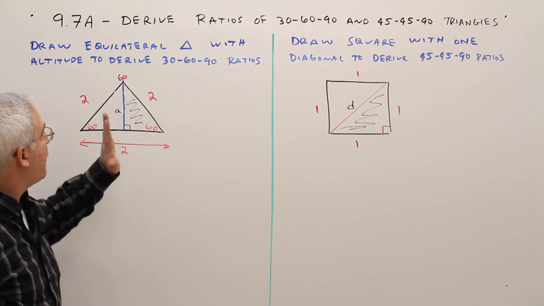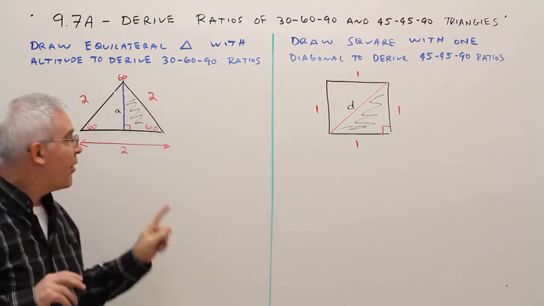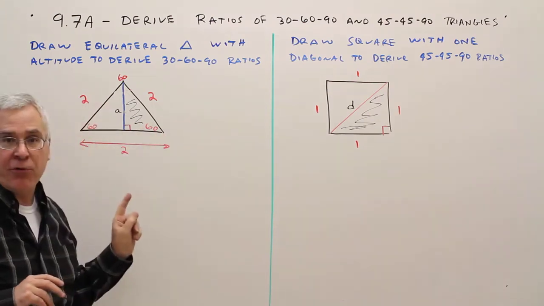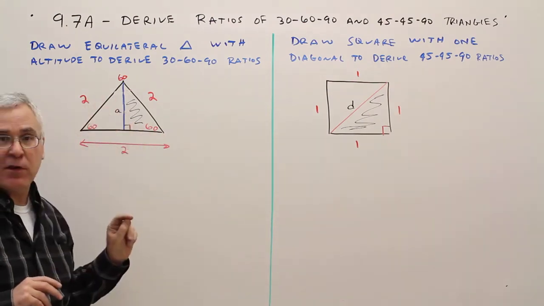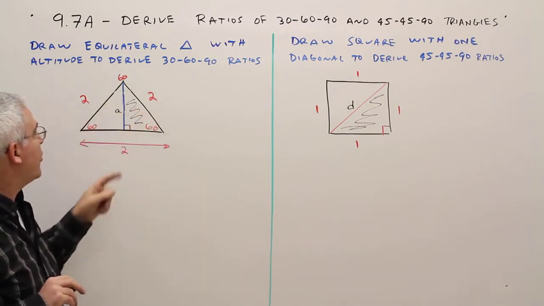All right, so first let's derive the 30-60-90 ratios. To do that, we start with an equilateral triangle, 60-60-60, all sides congruent. It makes it easier if we just call the sides 2, 2, and 2.